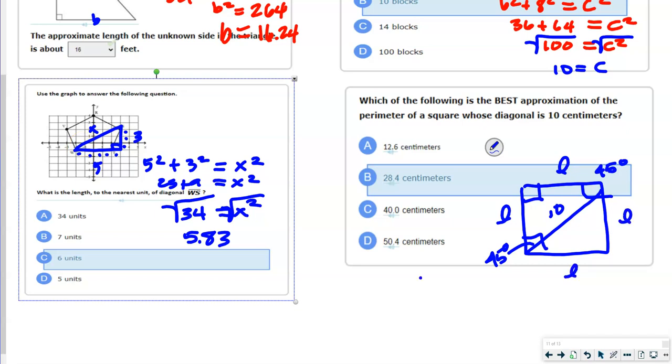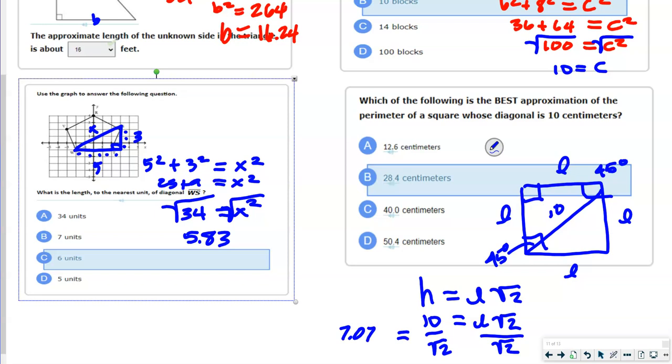We have one formula for a 45-45-90 triangle: h equals L square root of 2. We have that this is 10, and that's equal to our leg times the square root of 2. So we're going to divide by the square root of 2. When you divide 10 by the square root of 2, you get 7.07. But it's asking us for the perimeter, so that means we have 4 sides that are the same. We multiply 4 times this, and that's where our 28.4 comes from.